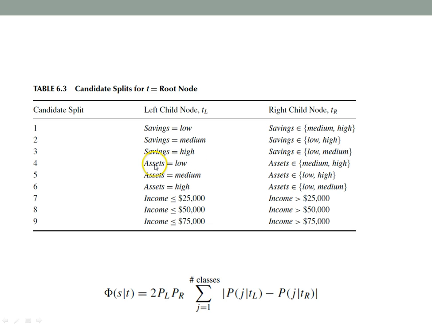And then we could also have low and medium together, that might give us a different phi. Or we could have assets at the top and have the split like this, or assets at the top and have the split like this, and so on. So it's more than just checking which variable, but also which splits. But we can still use the same phi to decide what should be at the top and what should be the binary split. That makes sense?